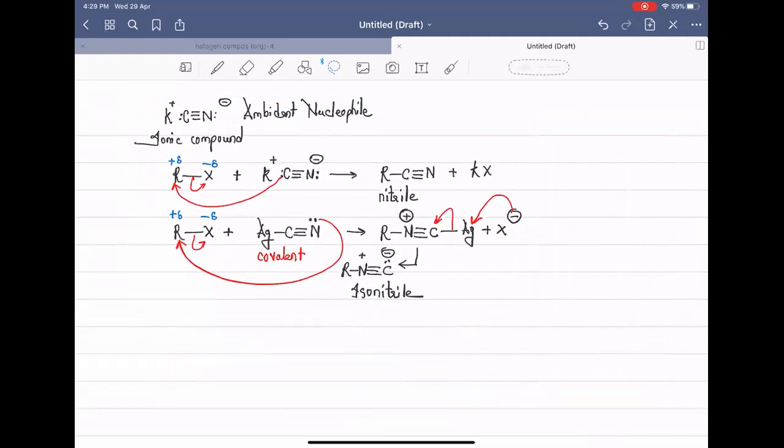The mechanisms are so important. You have to know this. In what conditions, what would be the product, etc.